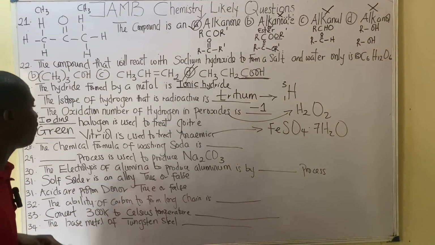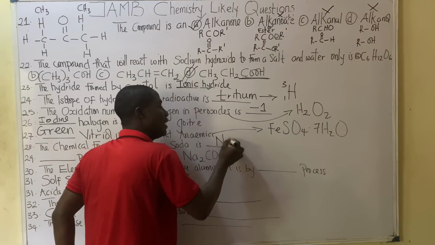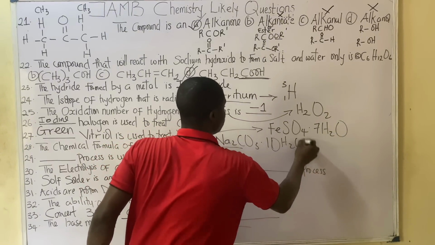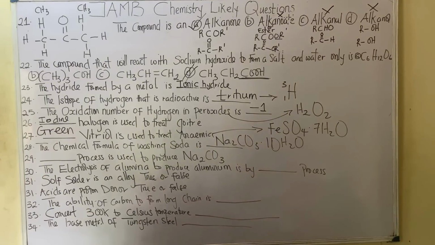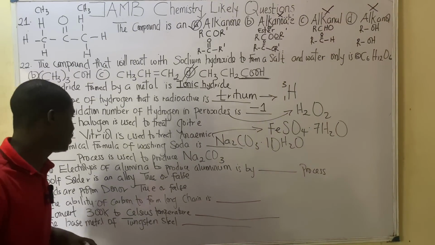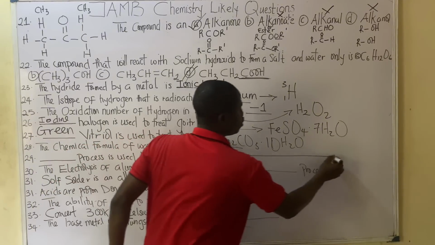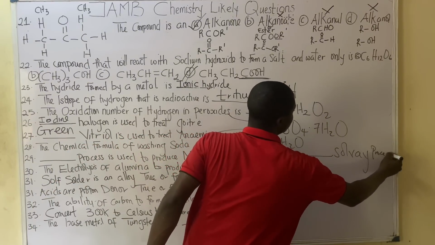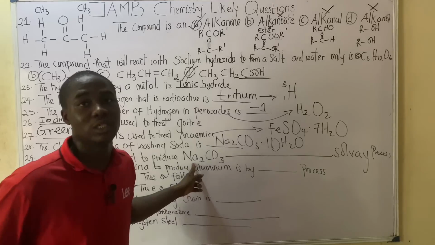Next question says the chemical formula for washing soda is this, Na2CO3.10H2O. This is washing soda chemical formula. And question number 29 says dash process is used to produce Na2CO3. It is done by a process called Solvay process. Take note, Solvay process is the process that produces this compound.